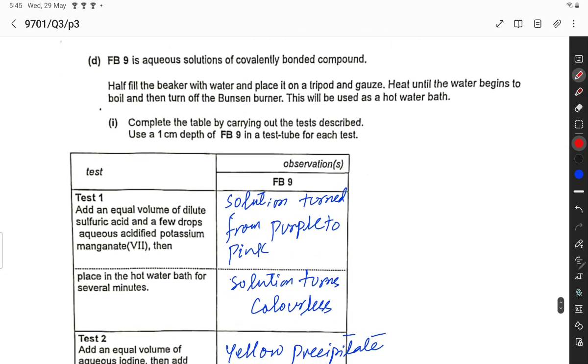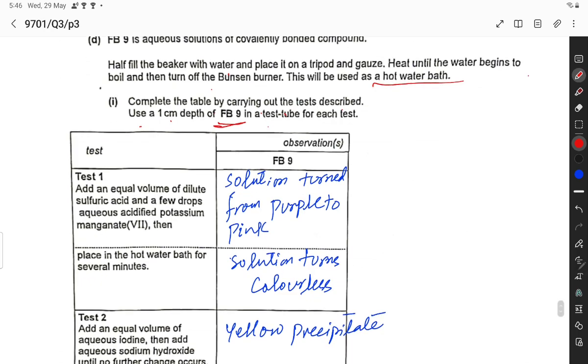FB9 is an aqueous solution of covalently bonded compounds. Half fill the beaker with water and place it on a tripod and gauze. Heat until the water begins to boil and then turn off the Bunsen burner. This will be used as a hot water bath. Complete the table by carrying out the tests described. Use a 1 cm depth of FB9 in a test tube for each test.